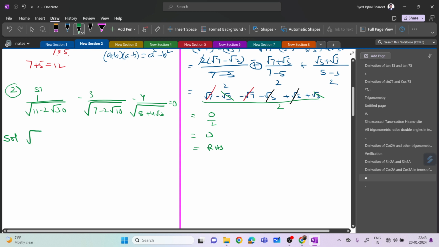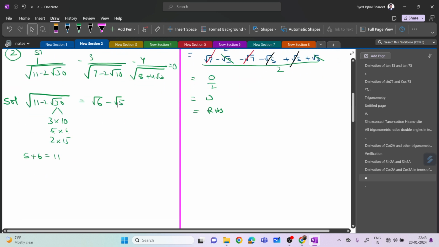So let me go with first, 11 minus 2 root 30. What are the factors of 30? 3 and 10, 5 and 6, 2 and 15. There are so many, but what we want is 5 plus 6 equal to 11. So first 6, the big number, then the minus sign, then the small number. We have done one.